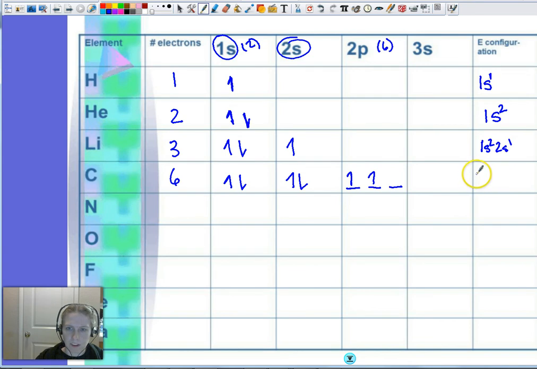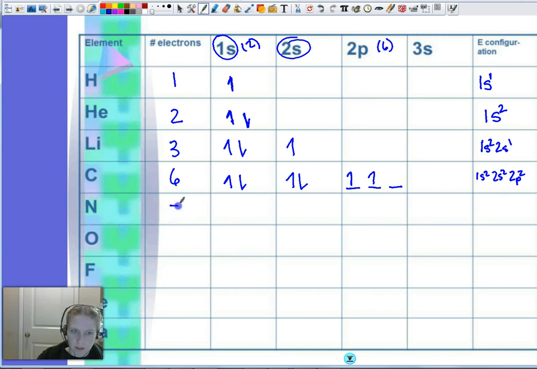So my electron configuration, I start back at the basics. Got 1s2, 2s2. Now I have 2p, and I have 2 electrons in that shell. So that's the electron configuration for carbon.